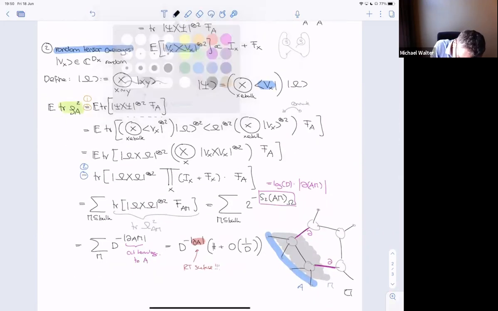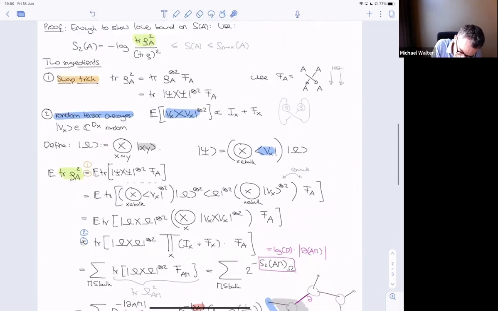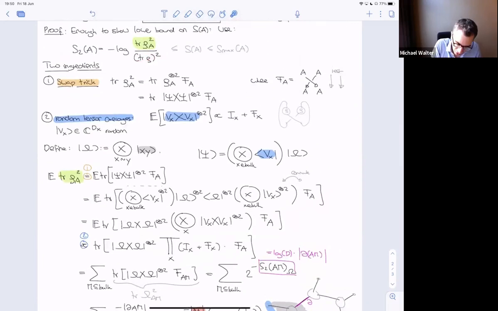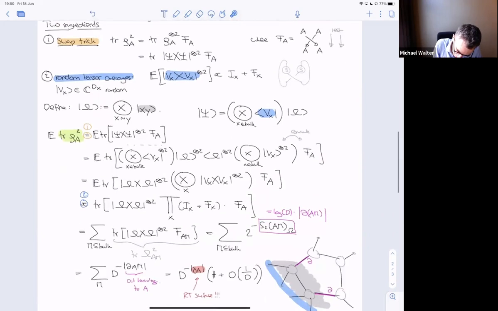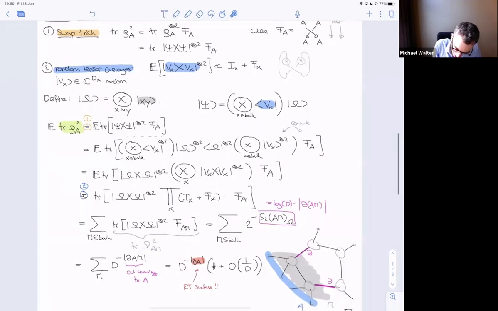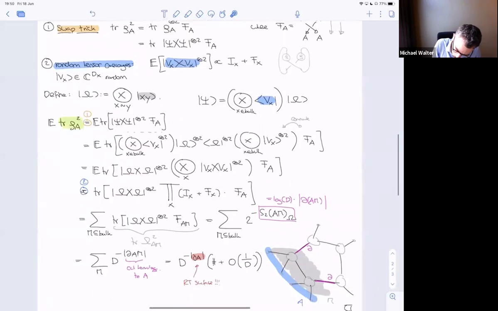That's being compensated because we're dividing by the trace here. So you can trust me when I say that if trace rho A squared is proportional to this number, then by taking minus logarithm of that, we get exactly the size of the minimal cut times log of the bond dimension. Okay, so that's one way.